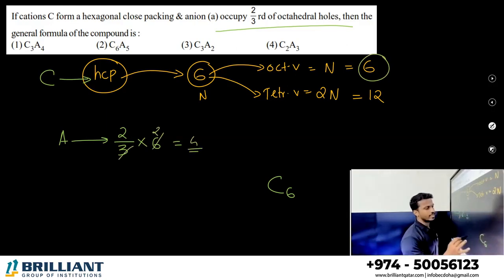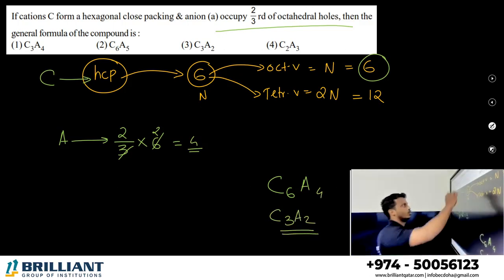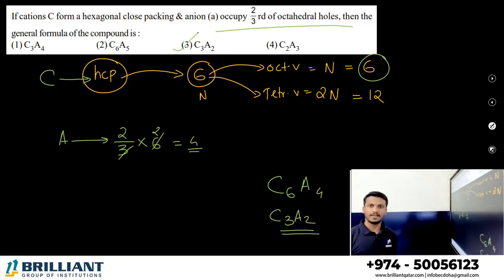So there are C6, A4. We can make it the simplest formula by dividing by 2. So it will be C3, A2. Option third one can be the answer.